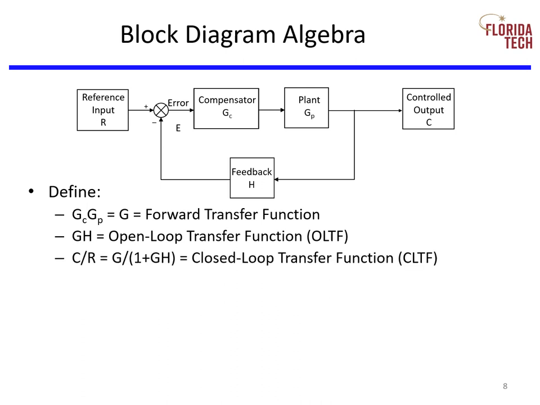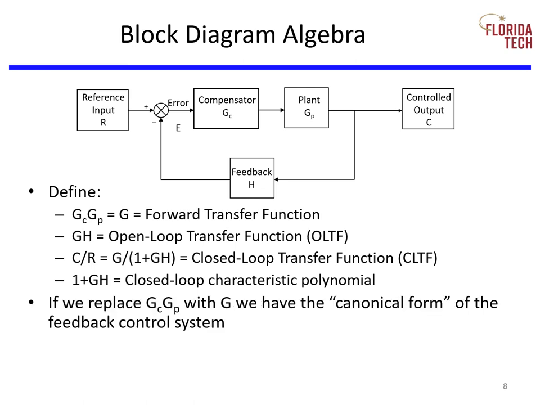The system output over the system input, or C divided by R, is called the closed loop transfer function. The denominator of the closed loop transfer function is called the characteristic polynomial. If we replace G sub C times G sub P with just G, we have what's called the canonical form.